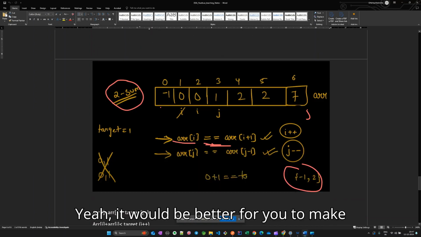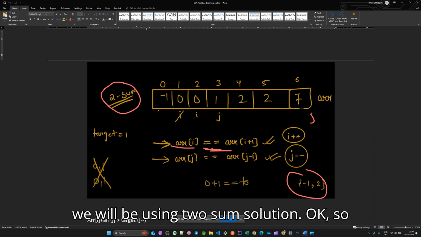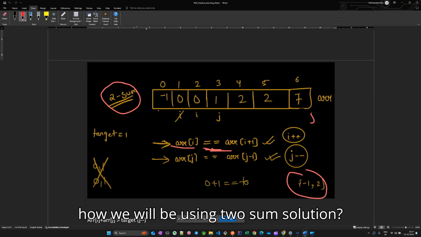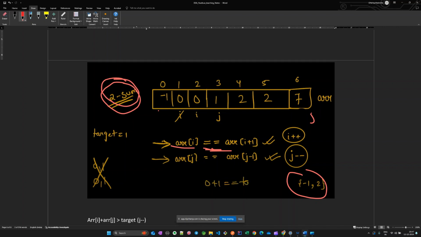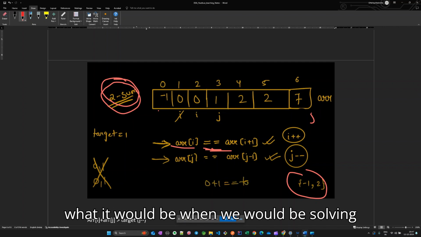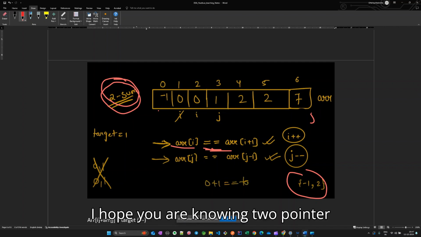Yeah, it would be better for you to make you understand. So what I have told is that we'll be using the two-sum solution. How will we be using it? First, revisit the two-sum solution, what it would be when we solve it with the two pointers algorithm. I hope you know the two pointer algorithm.